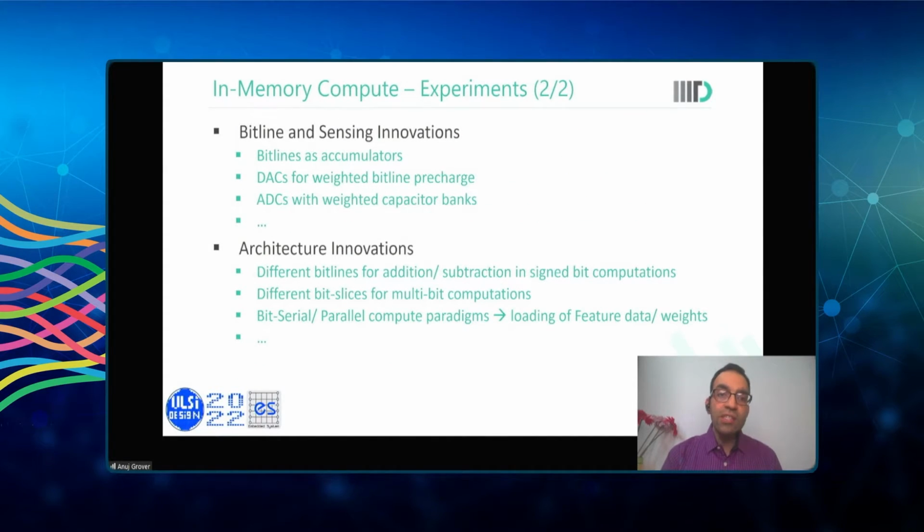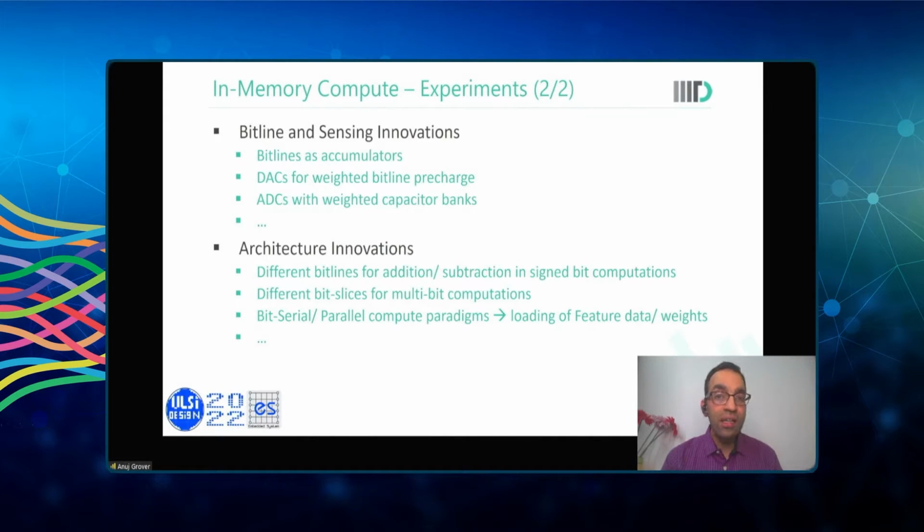There are also innovations happening on the bit line and the sensing side. Very commonly, you will see that bit lines are used as accumulators. DACs are being used for weighted bit line pre-charge. ADCs with weighted capacitor banks are being integrated into the memory. So the simple sense amplifiers, latch type sense amplifiers, no longer work. You need to add much more to that.